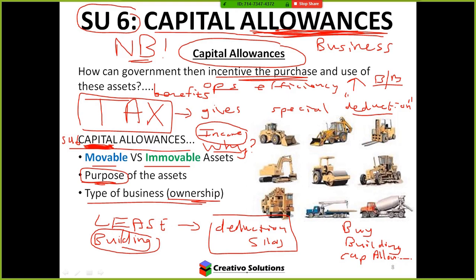So SARS tries to incentivize both. They want to support businesses that can't afford to buy buildings and where they lease. And what incentive do they give them? General deduction. Study Unit 5, Section 11A. What incentive does SARS allow businesses to make use of if they're actually buying buildings? If they've got the resources to purchase buildings or to build buildings, surely they should get a benefit, and they do. Those are called capital allowances. Do you understand the why? Is the why clear?